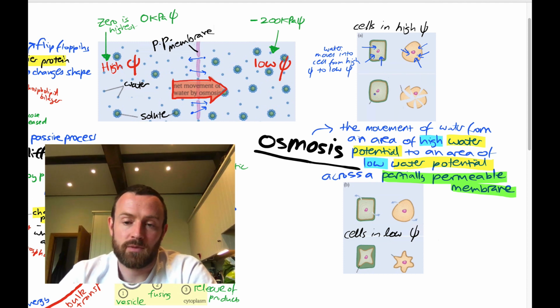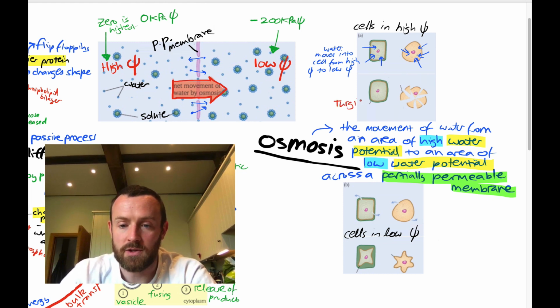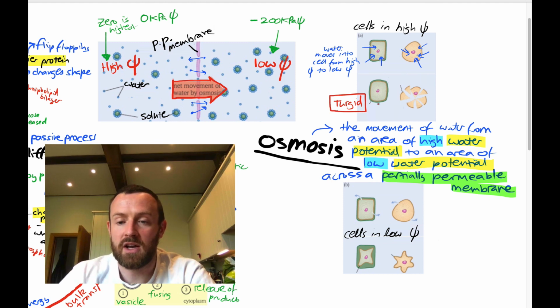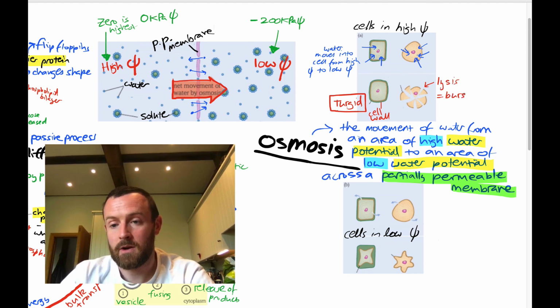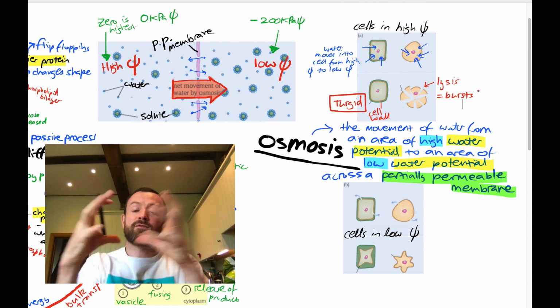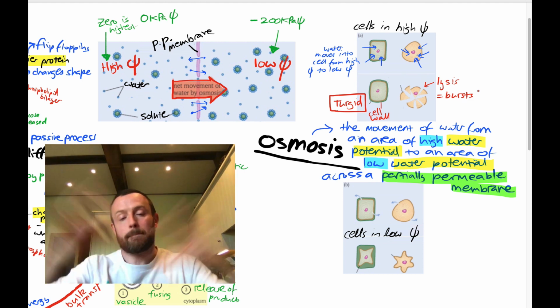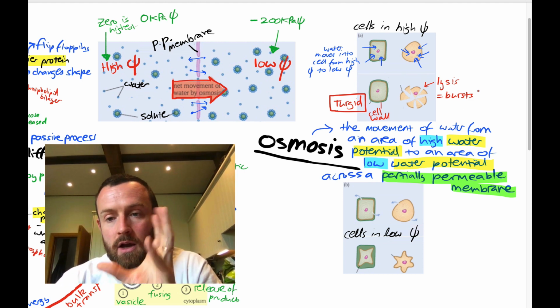So what happens? Well, this plant cell, not a lot happens. It swells, it becomes turgid, that means swollen up, and that's because of the cell wall. The cell wall stops the cell from bursting. The animal cell undergoes lysis. It bursts. It can't stand being filled up with water. The pressure fills it up and it pops. So that's in high water potential.